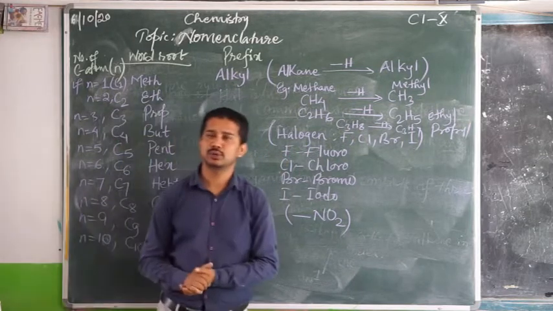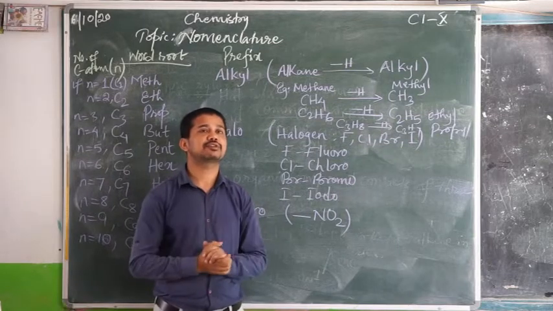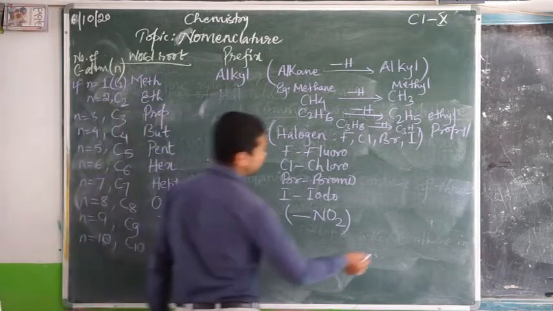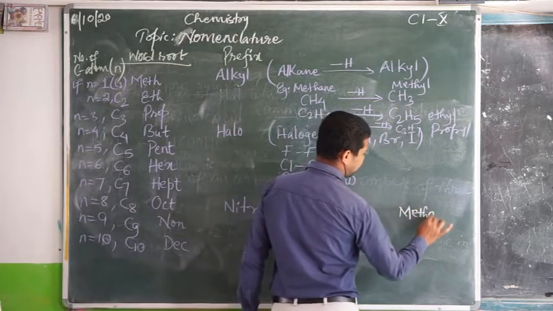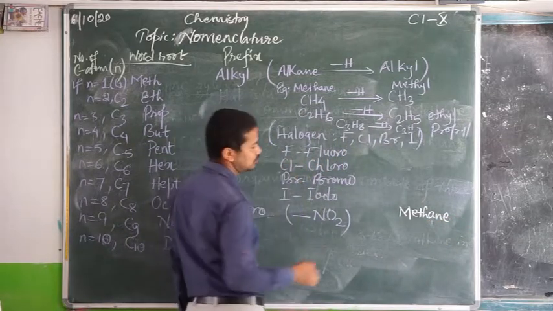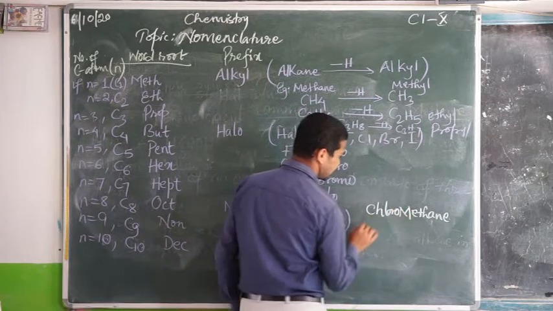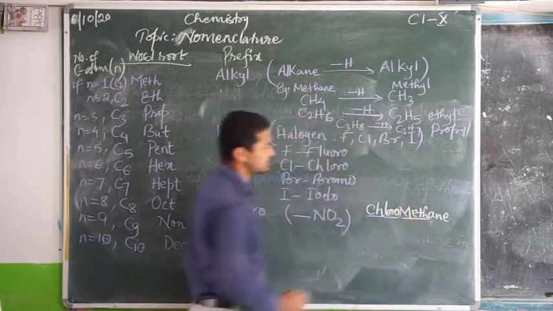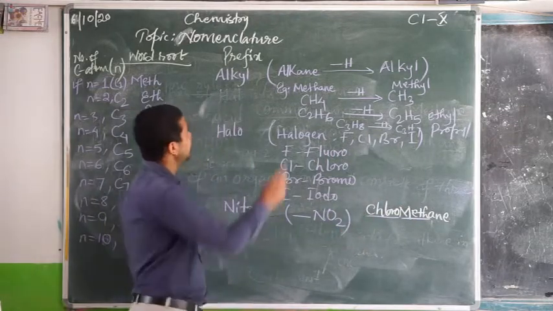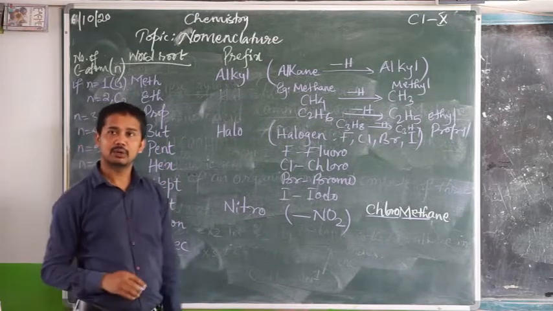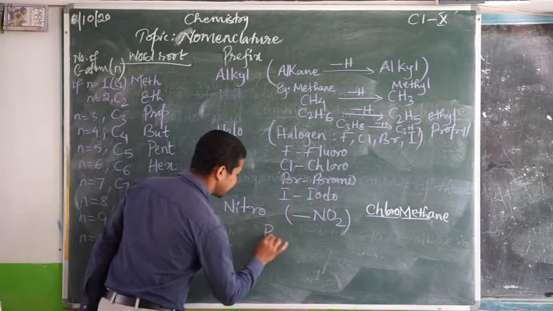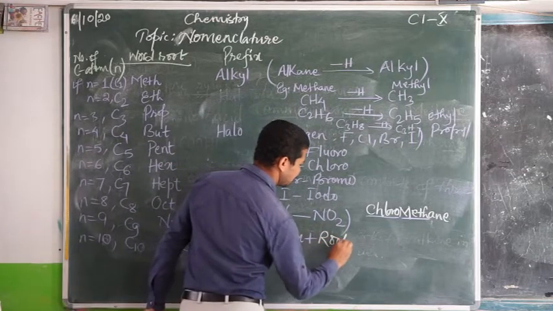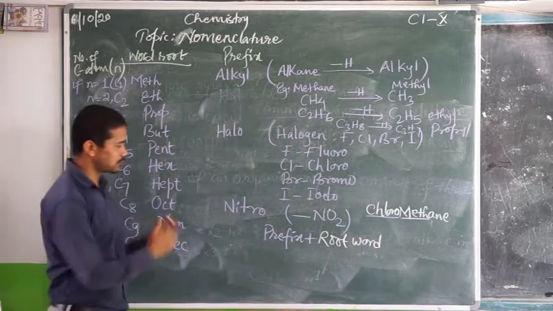Then halo groups are also considered as prefixes. They are written in front of the root word. For example, if you have methane and you have chlorine also, how do you write it? You will be writing chloromethane. That means this chloro you will be writing in front of the root word. Similarly, this alkyl group also you will be writing in front of the word root. So prefix plus root word. Up to here we have done now.